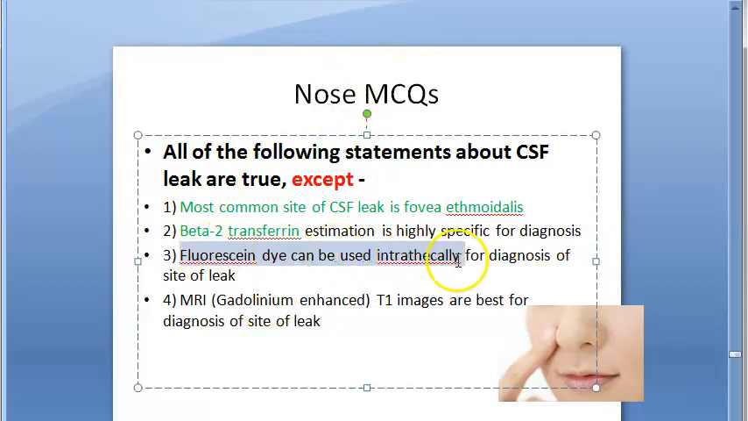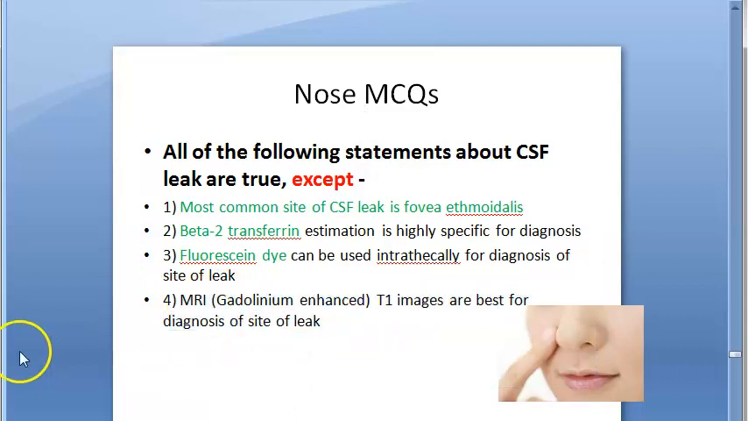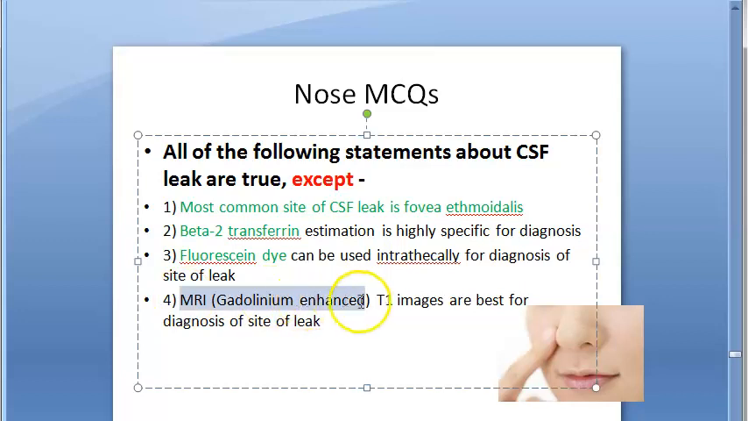Fluorescein dye can be used intrathecally for diagnosis of leak. Kind of sounds about right. You will give an intrathecal injection, is it? Fluorescein dye, then you can know where and all it has leaked. MRI gadolinium enhanced are best. This also sounds about right? Something is wrong, wait. This MRI gadolinium enhanced is a nice word, but this T1 something is a separate thing, looks like. Pulse sequences of MRI.